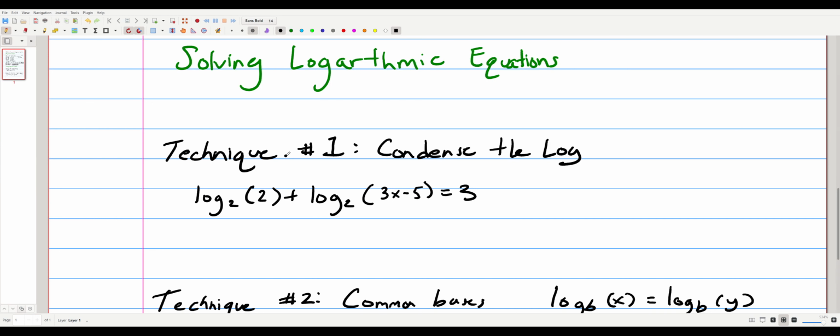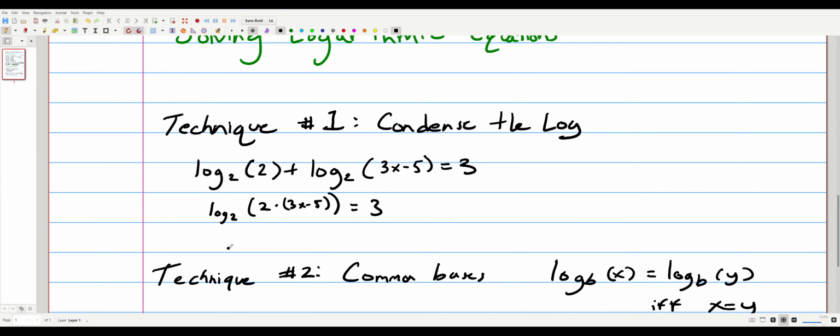To be able to do that, first we need to have the coefficients match, and lucky for us, they already do. Are the bases the same? Yes. Okay, so we have the same base being added to another log of the same base. Which rule can we use here? We have the product rule, the quotient rule, and the power rule. Remember that sums become products, so we can use the product rule to rewrite this as log base 2 of 2 times 3x minus 5. And the right-hand side stays the same.